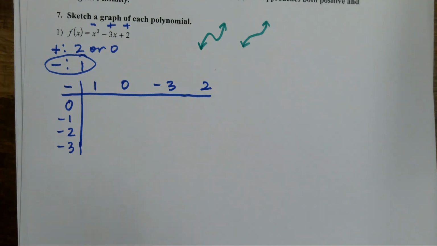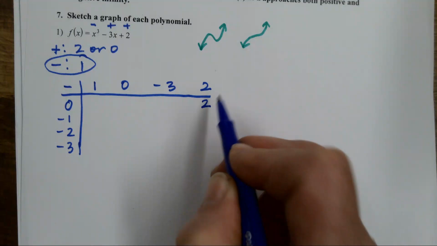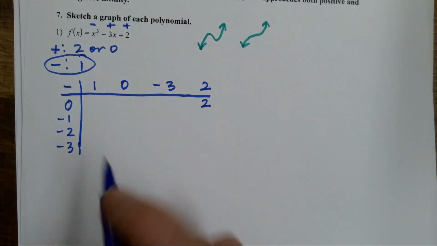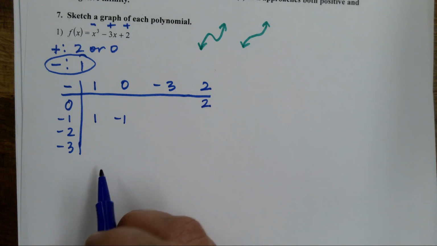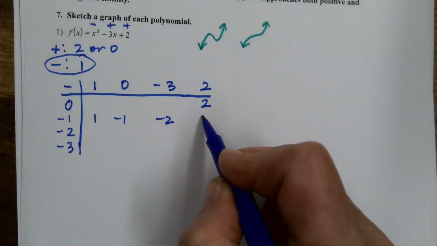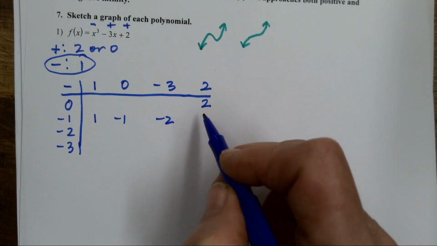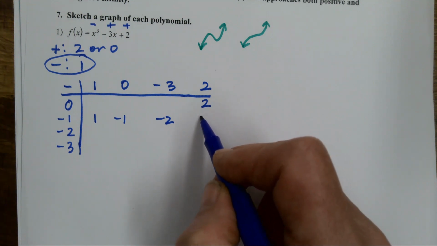So I'm going to start plugging my stuff in, very organized. If I plug in 0, I get 2. Then I multiply and add, multiply and add, multiply and add. Do I get 4? 4, yeah? Okay.